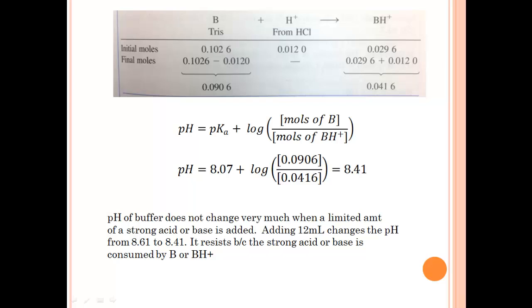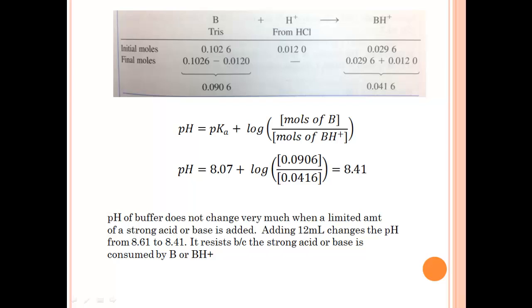What happens to the BH plus? Well, obviously everything's going there, right? So you have to add how many moles of HCl you added. You have to add it to that BH plus because there's going to be more BH plus at the end of this reaction. So 0.0296 plus 0.012 is 0.0416.